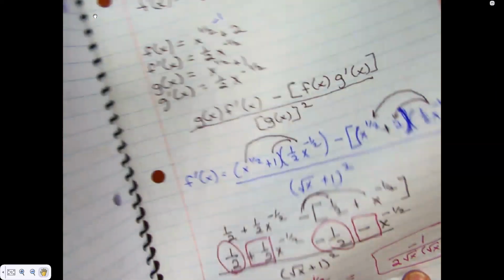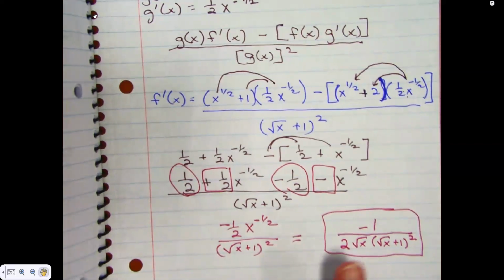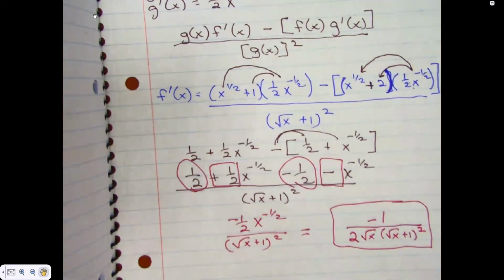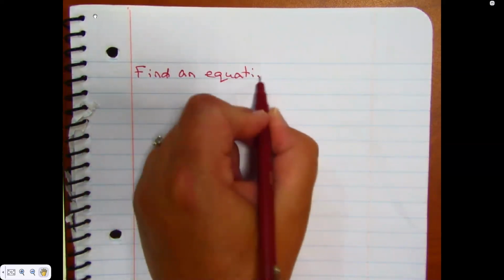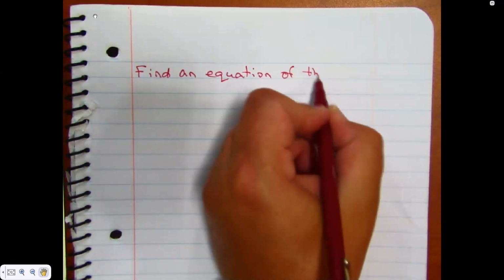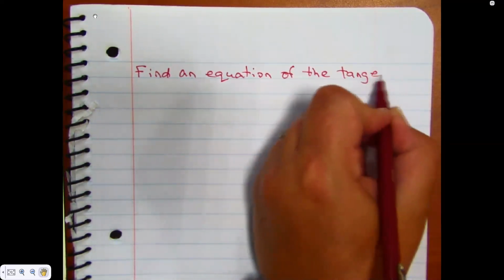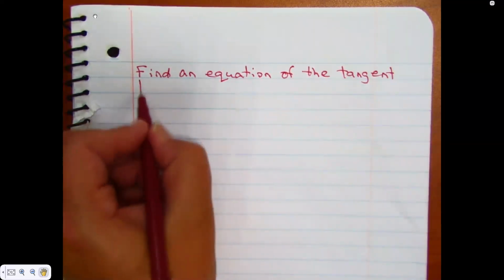All right, let's try this last one. This last one, we're actually going to use our equation, okay? Most of the time, it takes a lot of work. And so I know it's kind of, but I don't want you to forget why we're finding it. So there is one on the homework that says, find an equation of the tangent line.